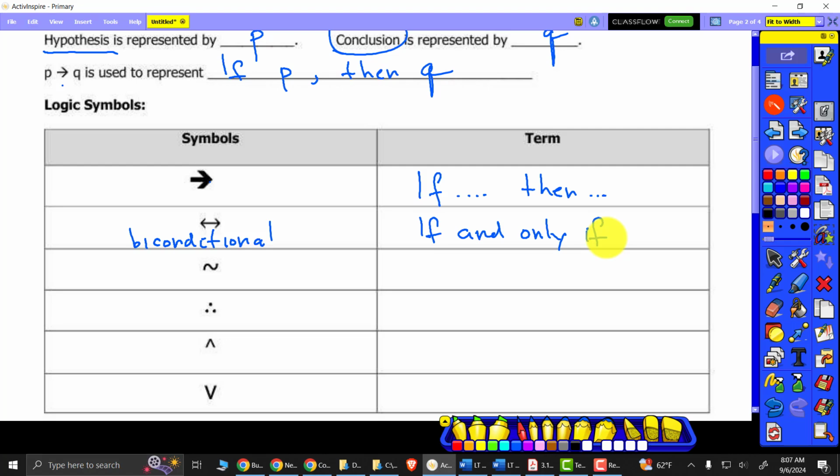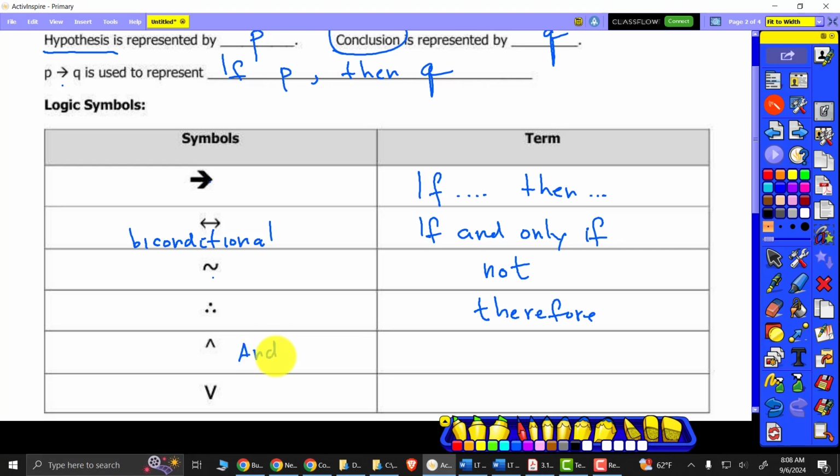Next, this symbol is just a negation. That is not. Okay? These three dots here are your conclusion, or we can also say therefore. We read this one as therefore. This one, it's your end.